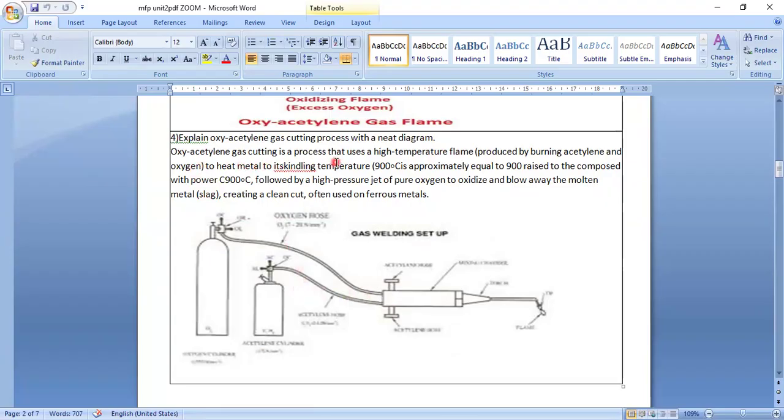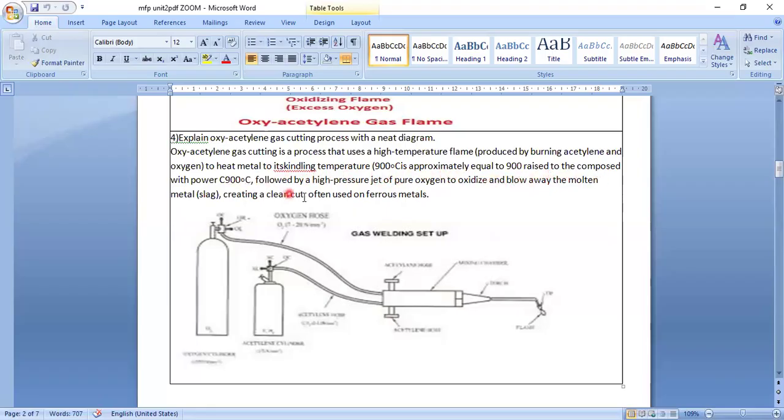Explain about the oxygen acetylene gas cutting process with a neat sketch. Here you can see oxygen is carried, more oxygen and less acetylene. Both are coming from two pipes, mixing in the torch, and coming out as a flame out of this torch. Oxyacetylene gas cutting is a process that uses a high temperature flame produced by burning acetylene and oxygen. When both combine in a chemical reaction, they produce heat, which is used to heat the metal to its temperature of approximately 900 degrees centigrade.